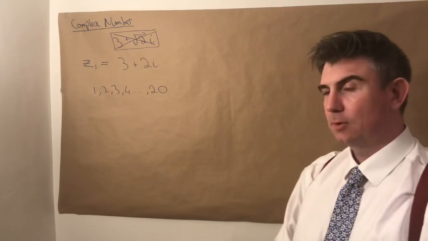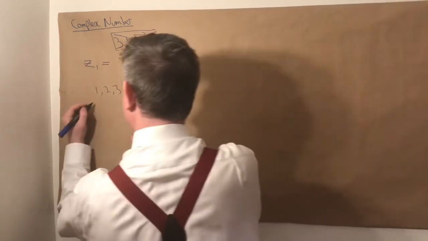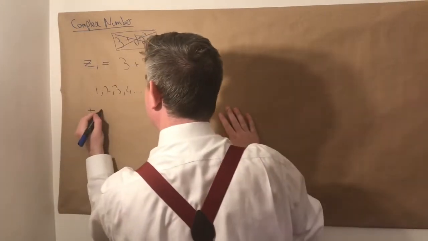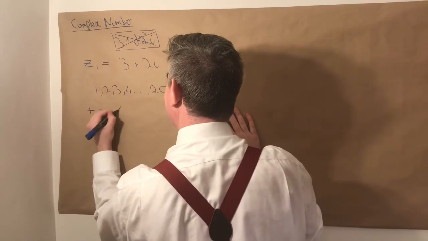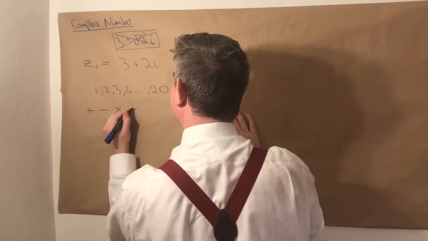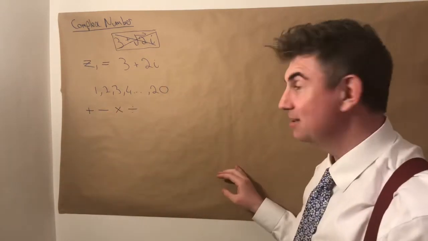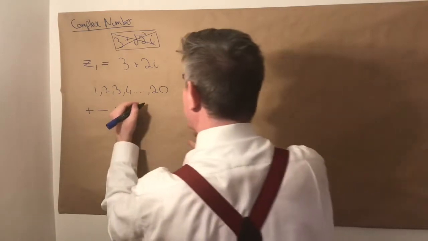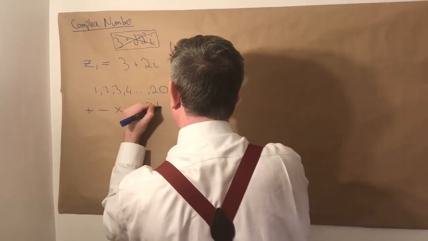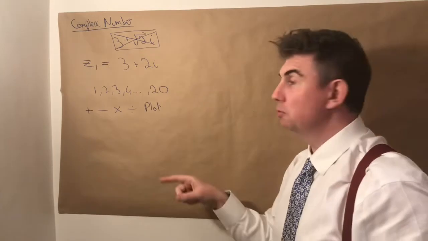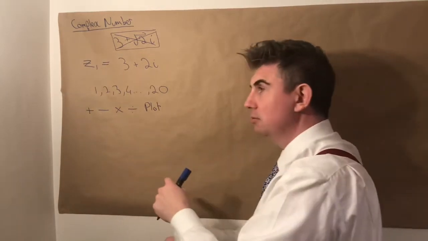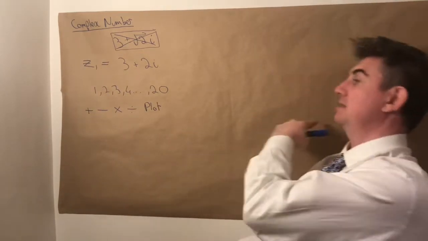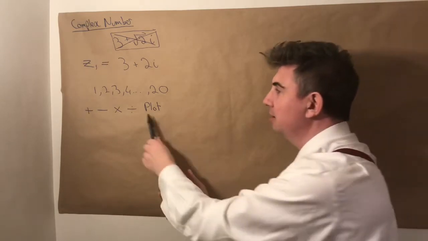Yeah, okay. You would have added them. You would have subtracted them. You would have multiplied them. You would have divided them. And you would have plotted them. So on a number line, you would have come along and you would have said, that's the number 2, that's the number 3, that's the number 4, that's the number 20. On a number line, you would have plotted these numbers, okay?